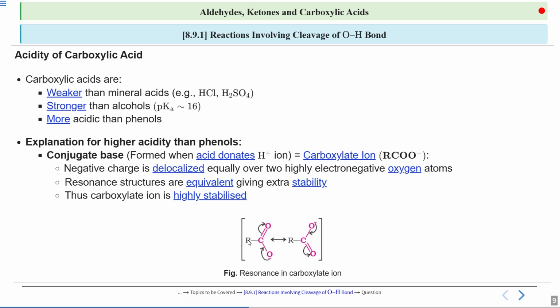If you look at this picture over here, these are the resonating structures in the carboxylate ion. You can see over here that the negative charge is delocalized equally over two highly electronegative oxygen atoms. So these resonance structures, you can see, are equivalent, which gives extra stability. Thus, the carboxylate ion is highly stabilized.